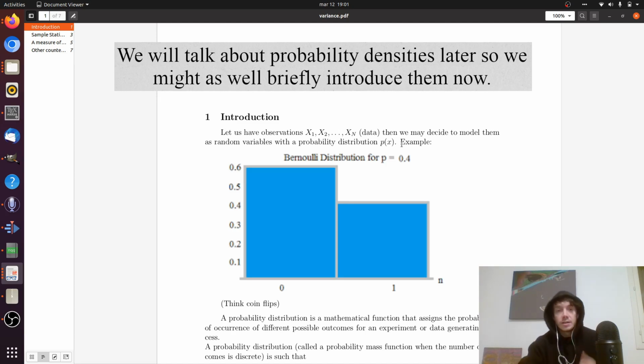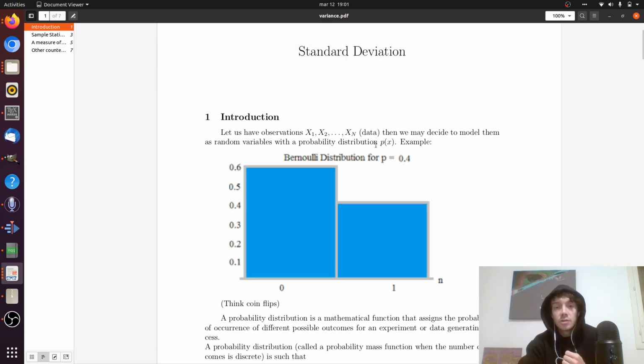For a very simple example, here we have what we call a Bernoulli distribution. So to assign probabilities, we use a function that is called the probability distribution, and this is just a function that assigns to each outcome a probability. So let's go back to the simple example.